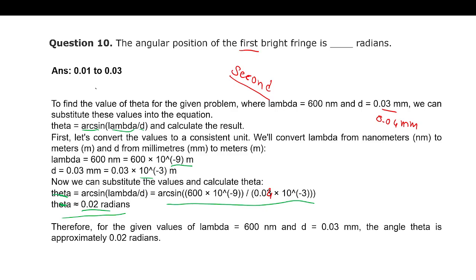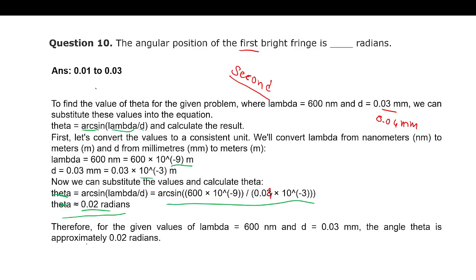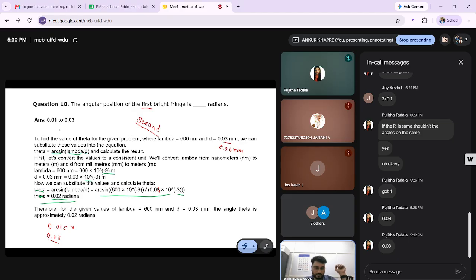0. Yeah, 1.5. So it will be double. You are correct. So first it will come with 0.015. You need to multiply because m is equal to 2. So it will become 0.03 radians. Yeah.